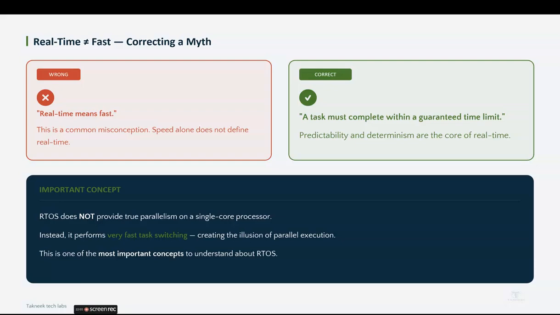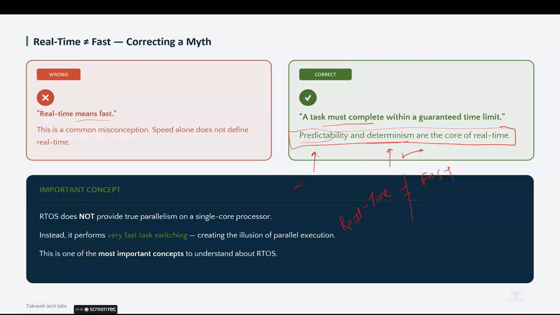This is one more myth that comes with RTOS, that real time means fast, but it's not. Real time doesn't mean fast. A task must complete within a guaranteed time limit. Predictability and determinism are the core real time features. You have to remember two things. Predictability, that it will happen every single time. Determinism, it has to happen in a given time frame. These are the two things that are important.